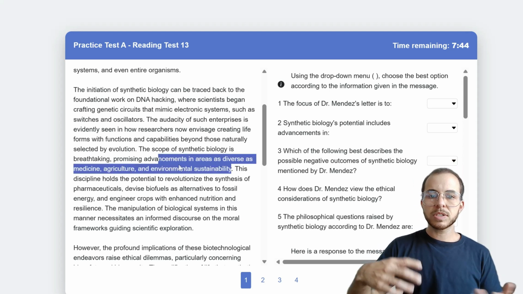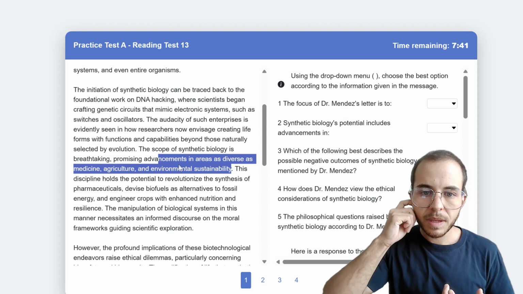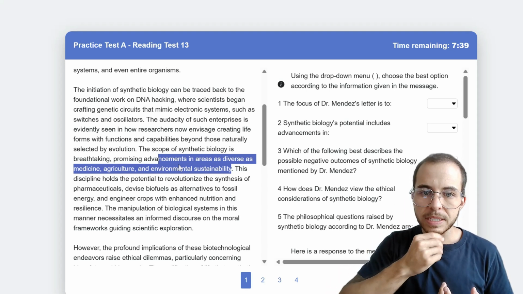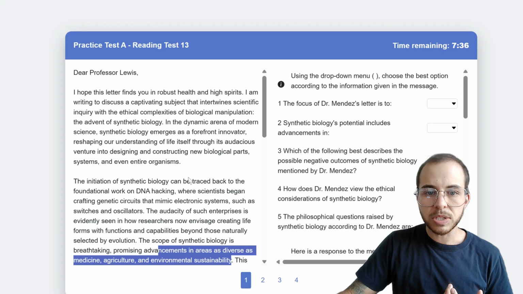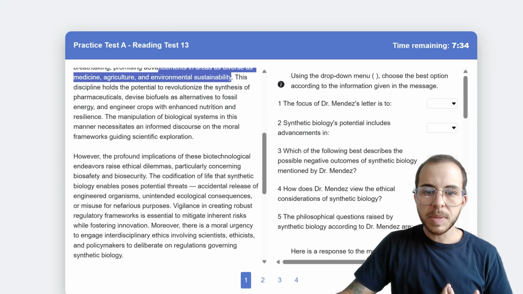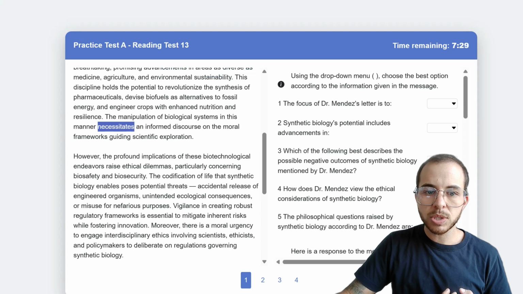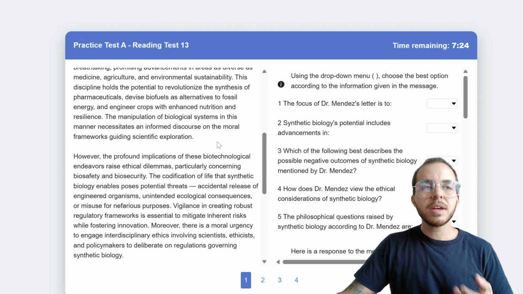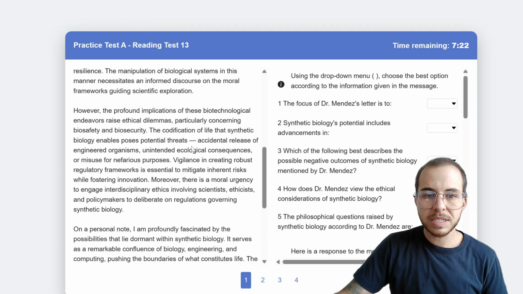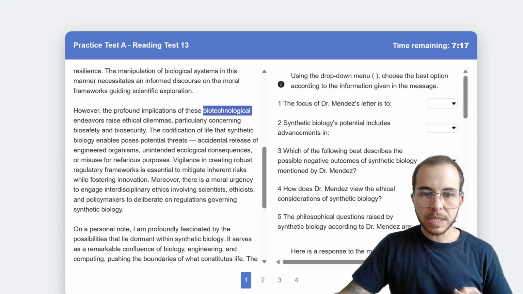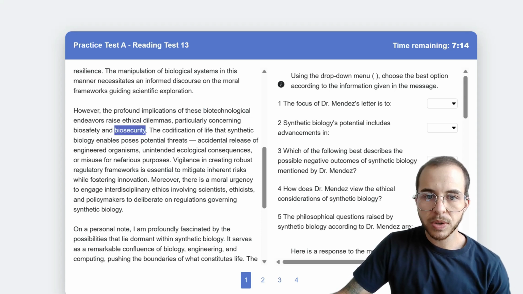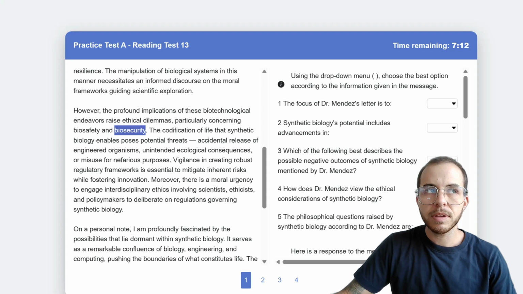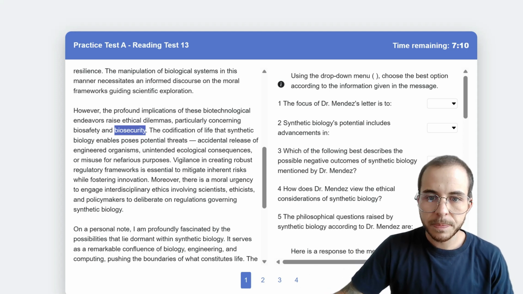Looks like he's comparing the two things. So synthetic biology as well as biological manipulation? The manipulation of biological systems in this manner necessitates an informed disclosure on the moral framework. So we're really looking at the moral framework about using DNA, synthetic DNA hacking. Biotechnical endeavors raise ethical dilemmas, yes. Biosecurity. Okay, this paragraph is a lot about the policies, the securities around it.